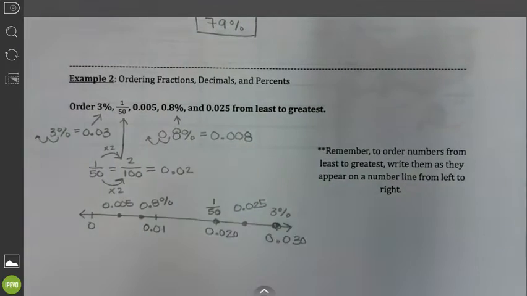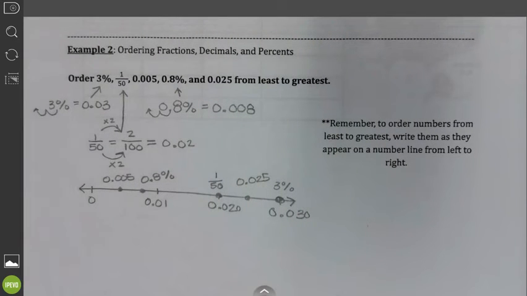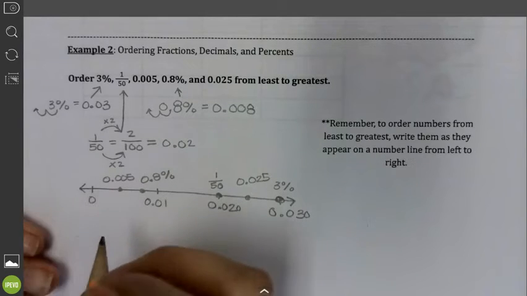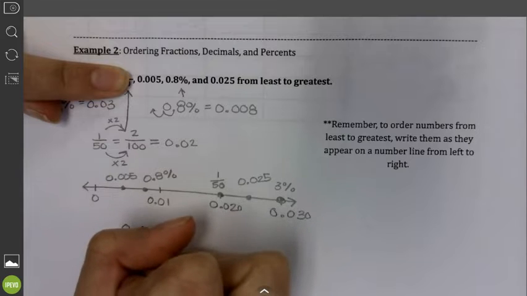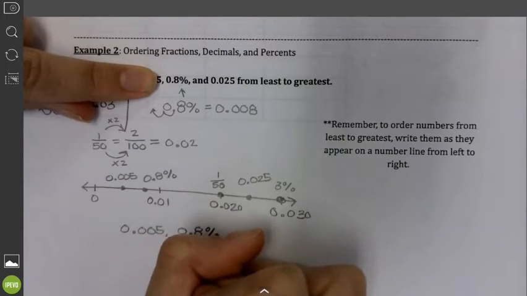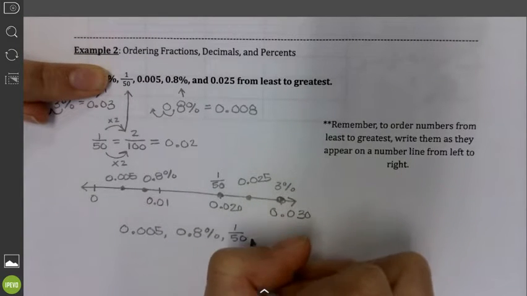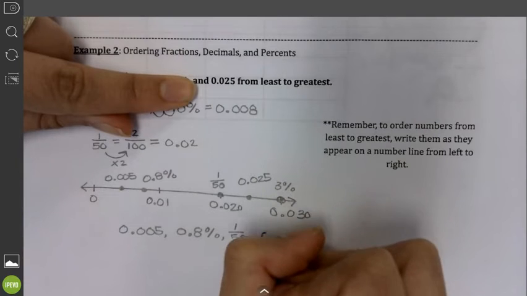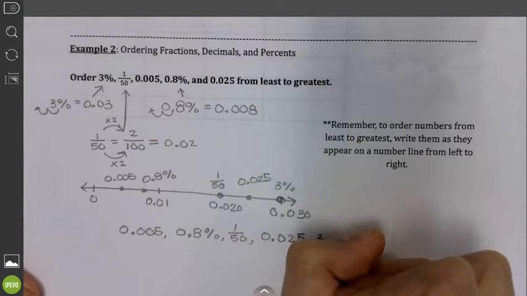do want you to note that I expect that your final answer has the original numbers given in the problem. Just in case you make any copying errors this way, we always go back to the original numbers. So we've got 5 thousandths, 0.8%, 1/50th, 25 thousandths, and 3%.